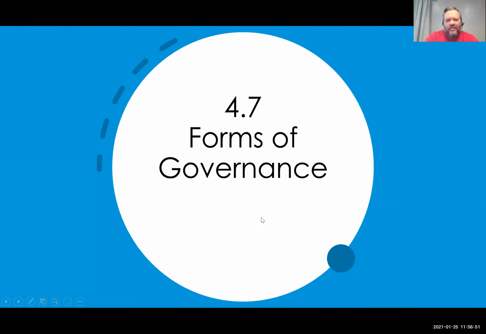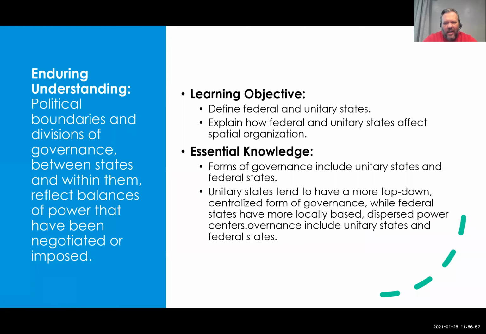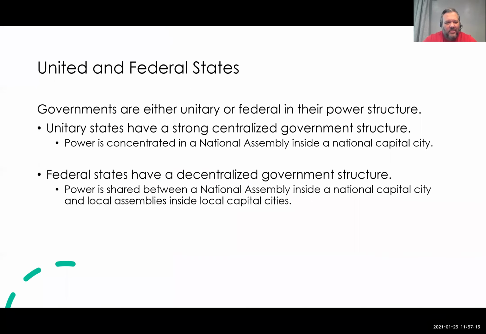All right, everybody. So this is Unit 4, Section 7, Forms of Governance. And so we're really just looking at two different types in this. We're looking at something called a federal system and a unitary system. Those are the two big concepts today. So knowing what they are and then the advantages and disadvantages, that's the gist of it today.